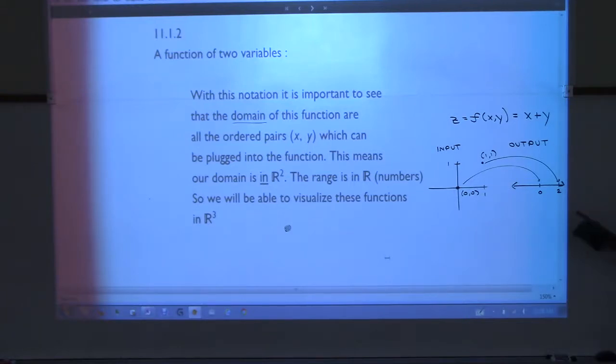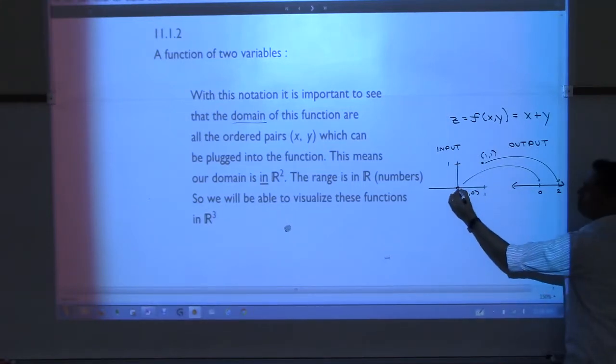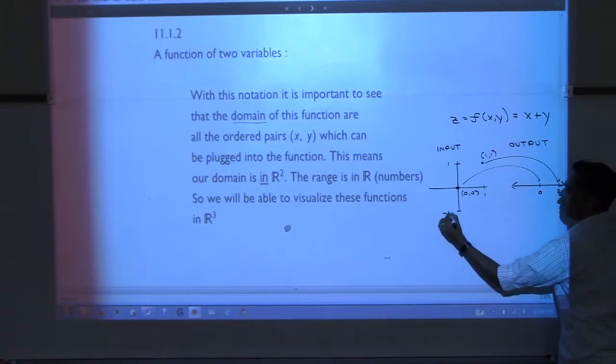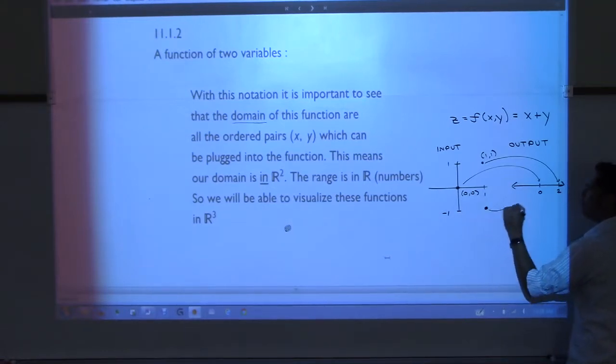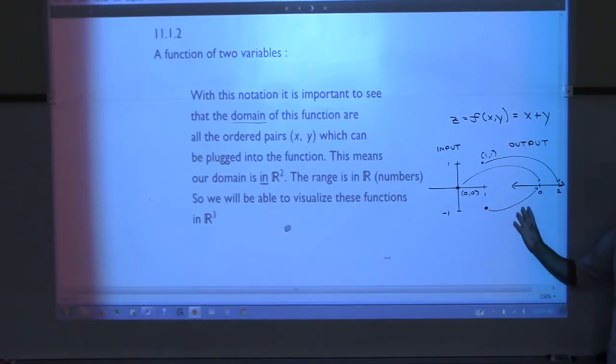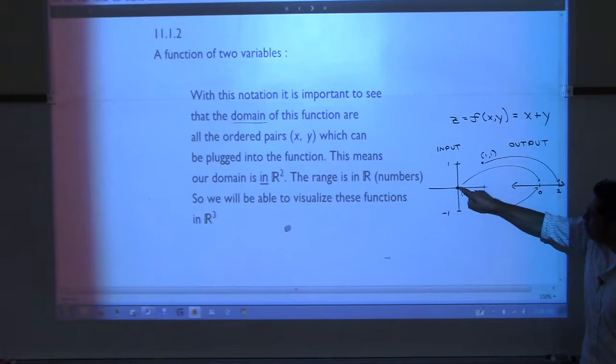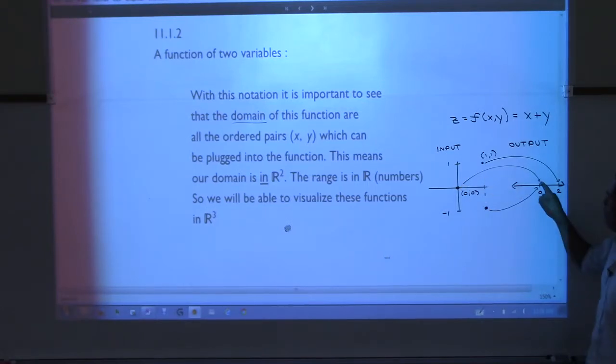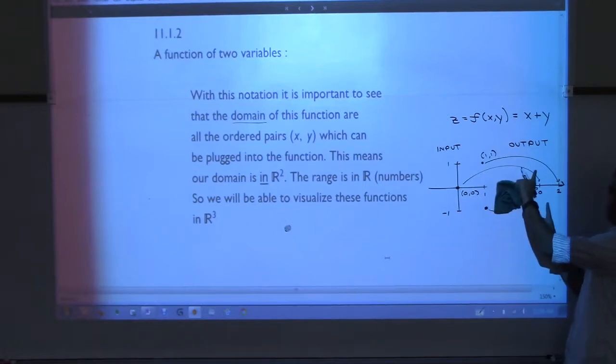Can you give me an example of a point that would also go to 0, but not this one, not 0, 0? 1, negative 1? 1, negative 1, this point right here. That point would also go to 0. Now, is that okay? Is this still a function? Yes, it's a function, because to be a function, each one of these has to go to one place. It's okay if 2 different inputs go to the same output. It's not okay to have one input go to 2 outputs. So we can't have this go to 2 different numbers.